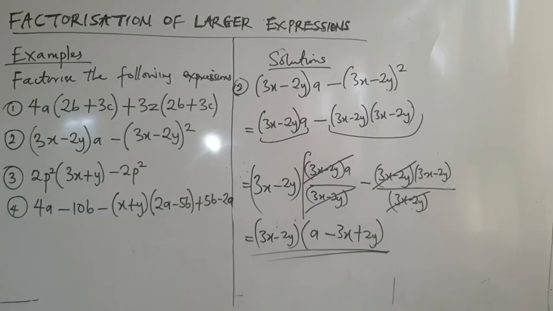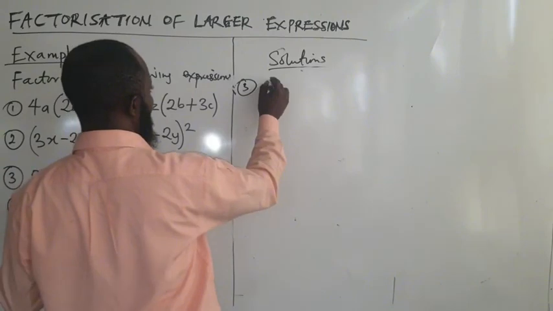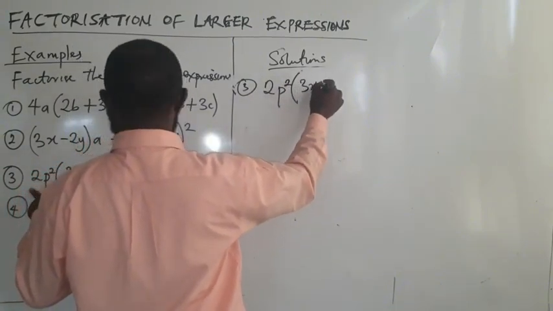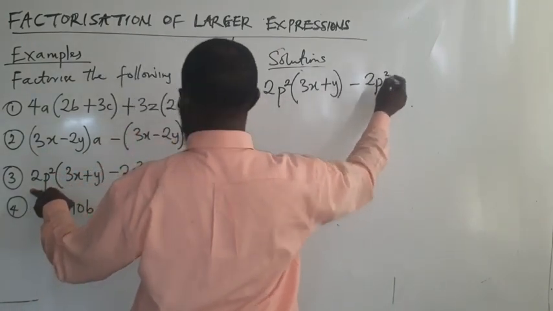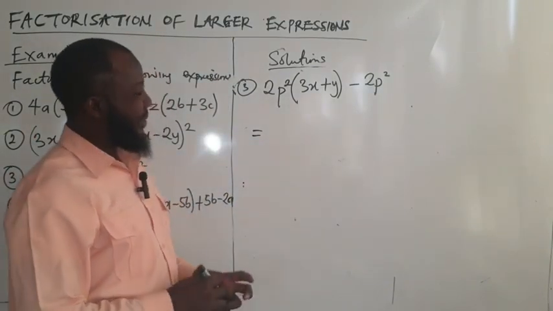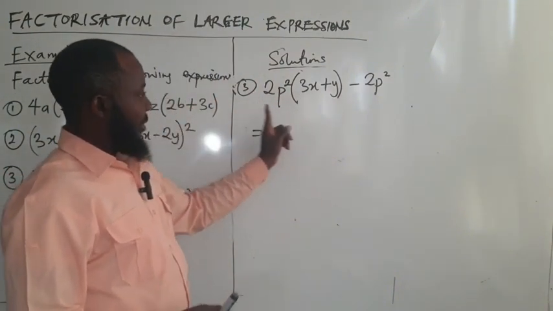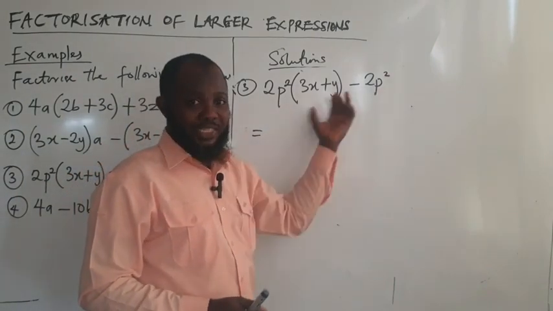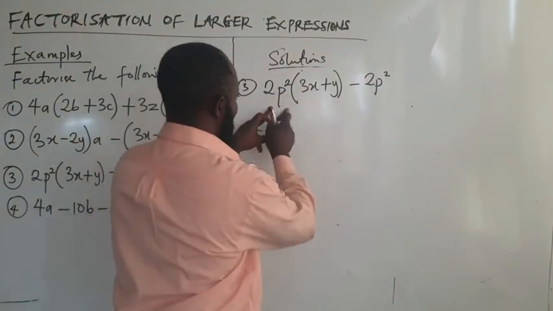Now we move to number 3. Question number 3. So we have 2p squared into bracket 3x plus y minus 2p squared. So the same thing here. The most important thing is for you to know that this is a term. This is another term. So the combination of two or more terms will give you an expression. So in this expression, we have two terms. This is the first one and this is the second one.